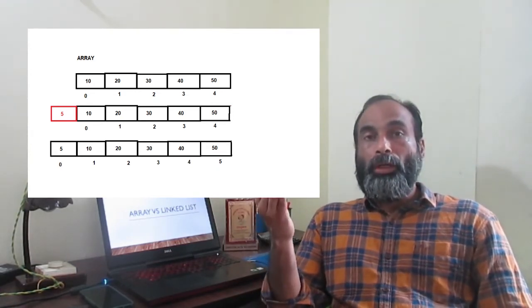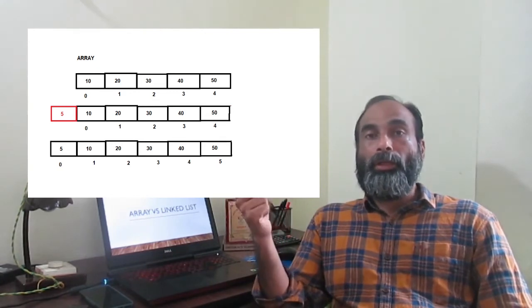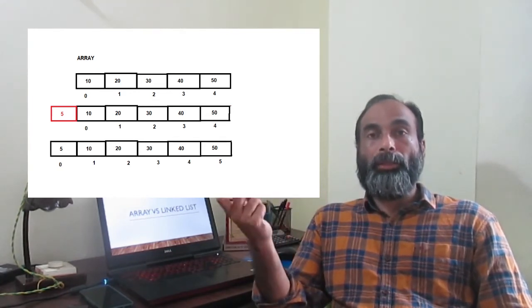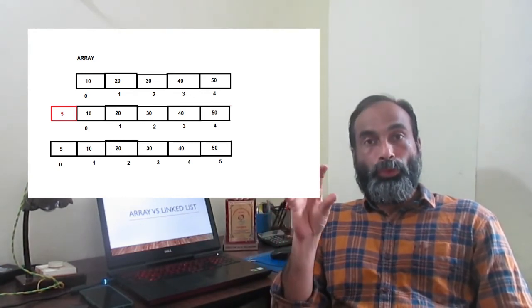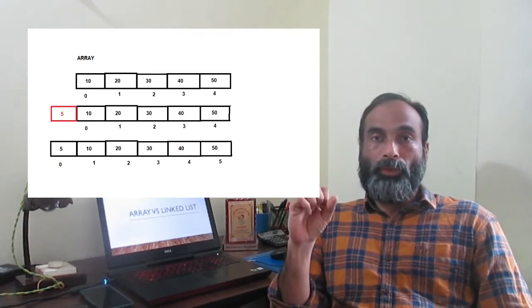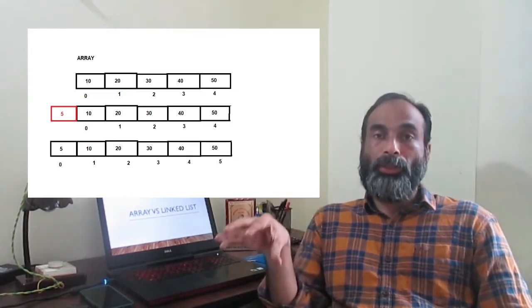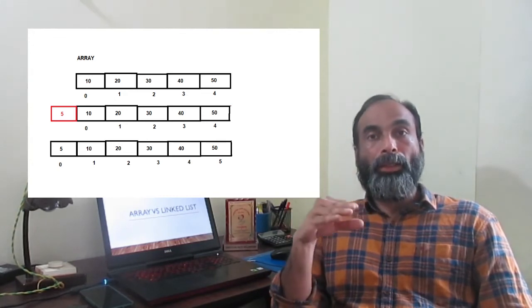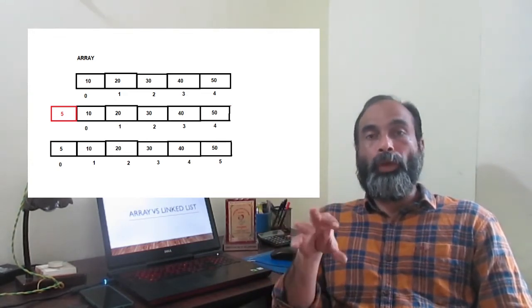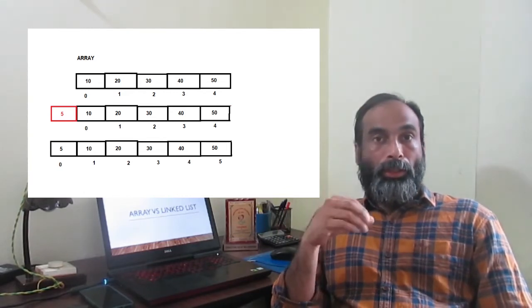So what do I have to do? I have to define another array and copy all the elements from the previous array to the new array. Only then can I include this new value in that array. So it is a little difficult to insert one element in an array if it is already full. Even if it is not full, you have to shift the previous values to the next position.